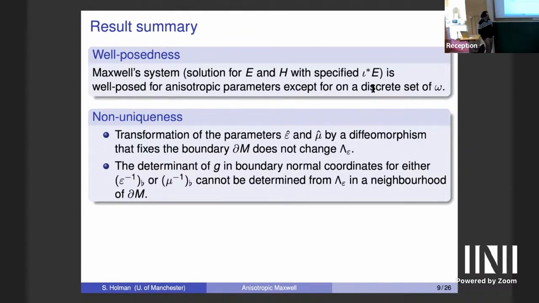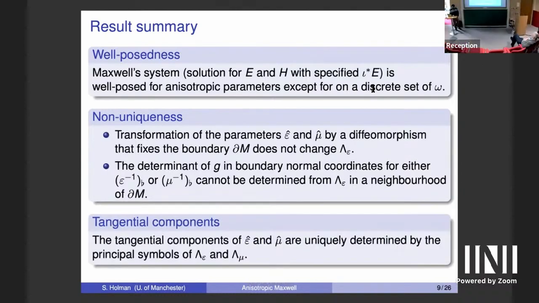And you can't determine those. There's this technical thing about the determinant of g, which is like a volume form of the Euclidean metric in boundary normal coordinates. Those are the negative results.